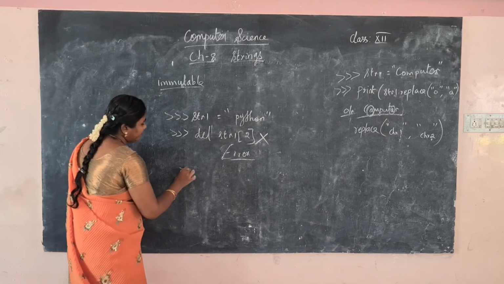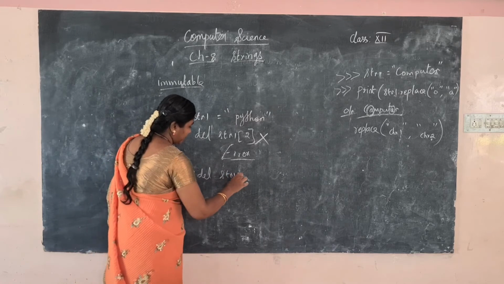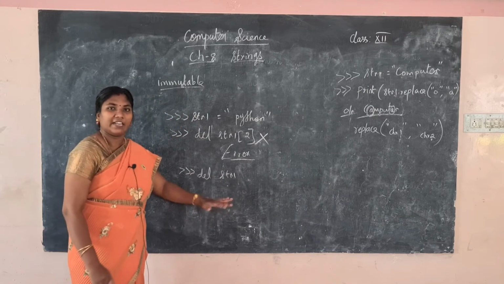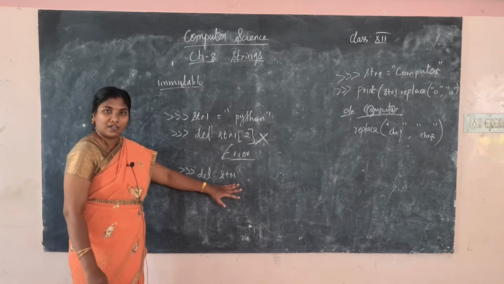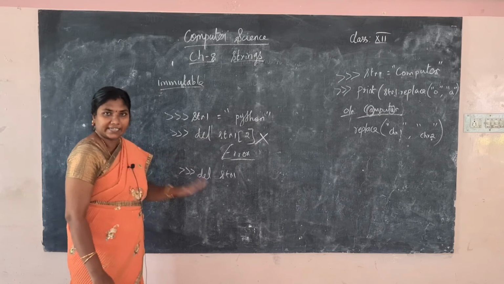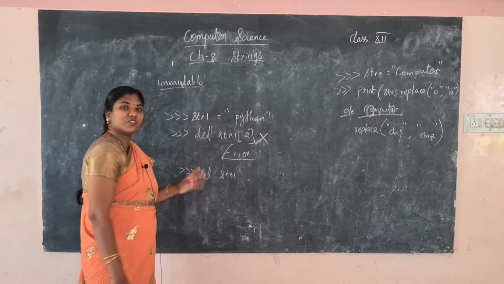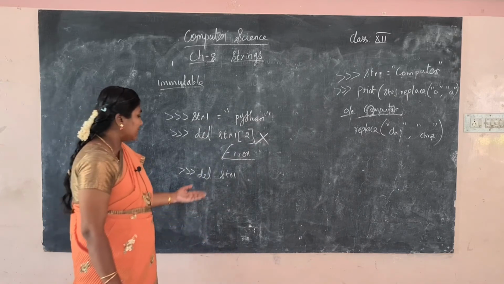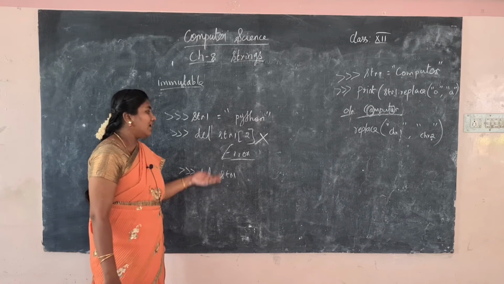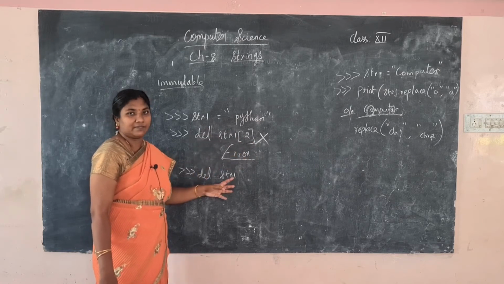Instead I can give delete string 1. If I give it like this, I will not have any error because this is a correct command. The string 1 will be deleted entirely, so the string 1 variable will not be there. We can delete the entire string using the delete command, but we cannot delete a particular character from a string.